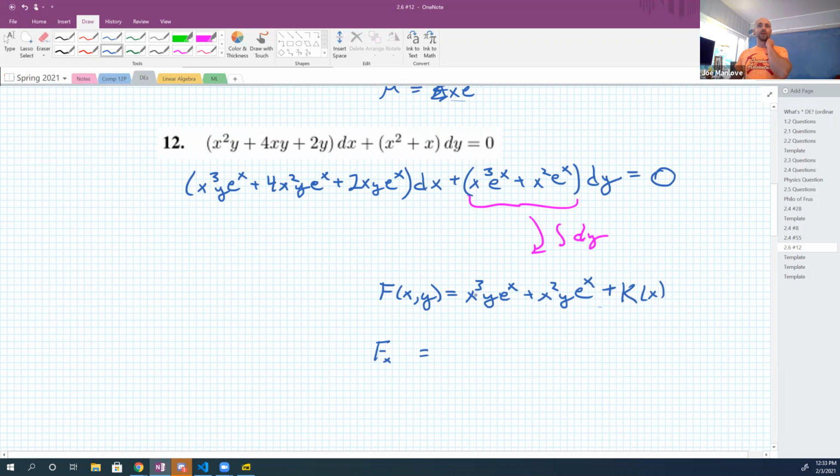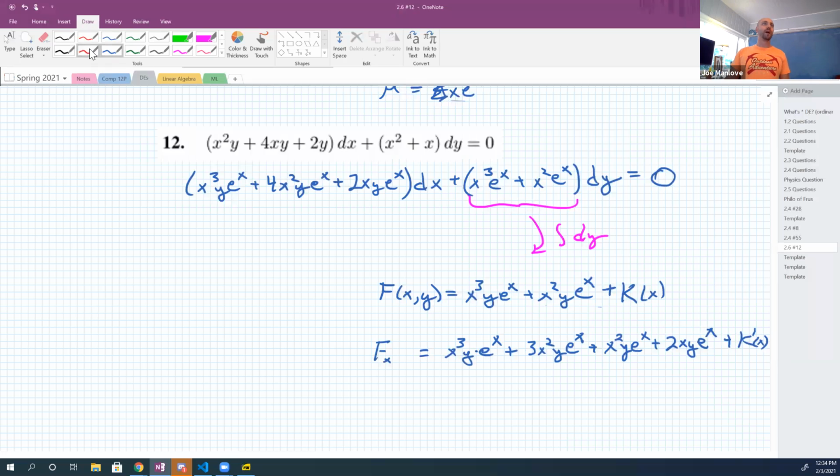So I'm going to get the first thing here. So I've got an x cubed y times the derivative of the second plus that first thing's derivative times the second. And then here I've got my first thing times the derivative of the second plus the second thing times the derivative of the first thing. And then I have a k prime of x here.